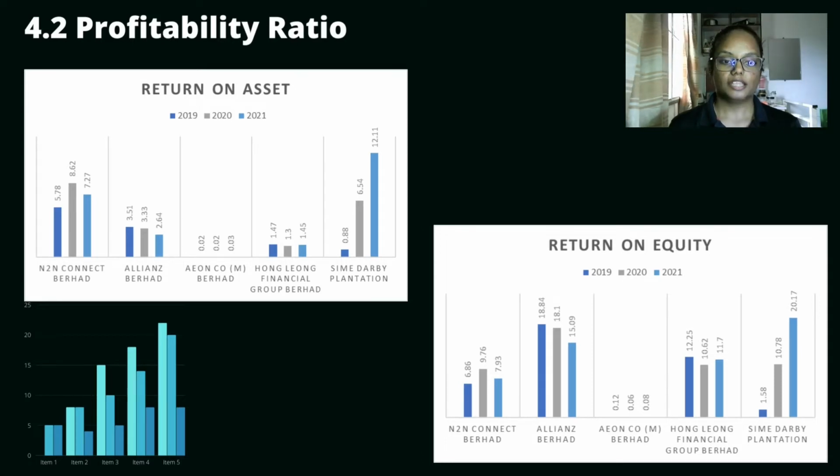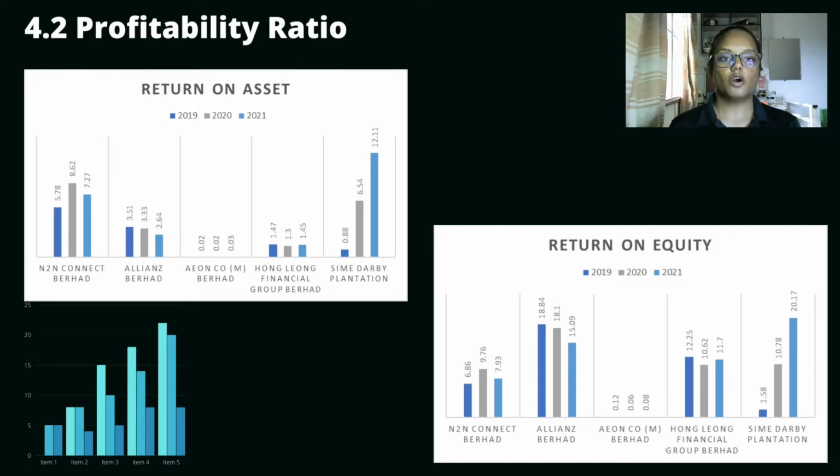In addition, the ratio of Aeon Company Berhad fell from 2019 to 2020 from 0.12% to 0.06% and then rose in the year 2021 to 0.08%. This demonstrates that the company is not making enough money, yet Aeon Company Berhad reinvests the funds back into the business, increasing total assets, which raises shareholders' equity in 2021.